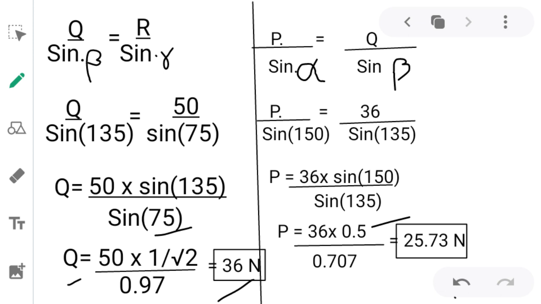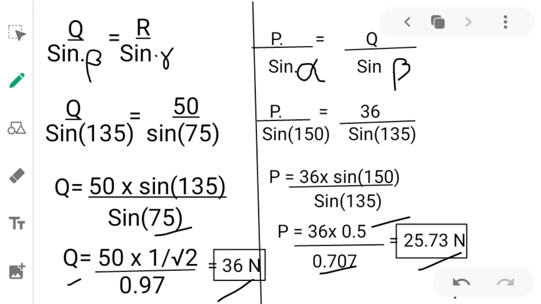135 is 90 plus 45, so it becomes cos 45. Cos 45 is 1 by root 2, whose value is 0.707. 36 into 0.5 divided by 0.707, you will get 25.73 Newton. So hence the values of P and Q are calculated.